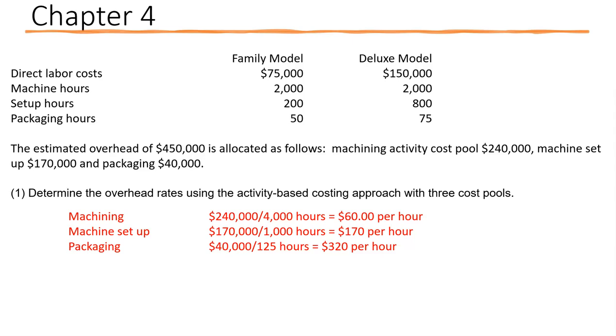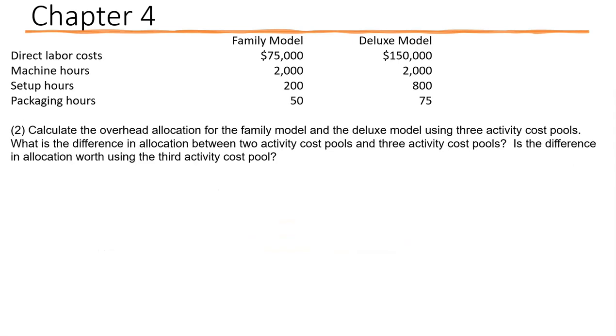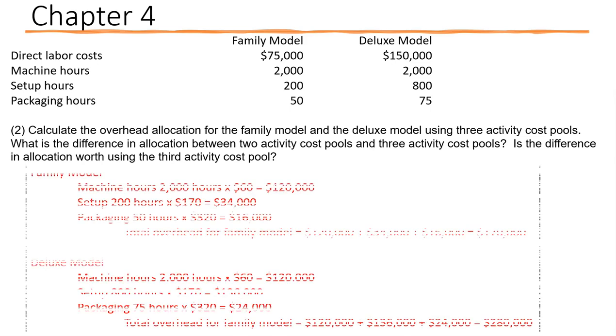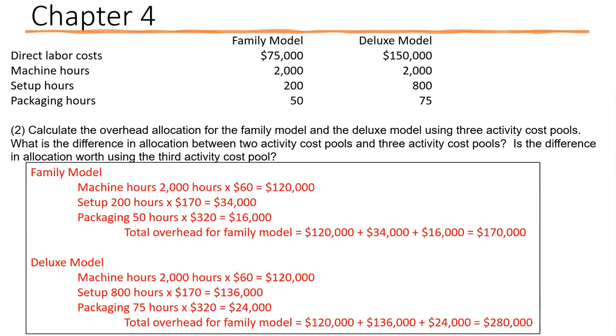Now if we use these rates and apply them to our expected usage for the different models, we can get the overhead allocation for the 2 models. So simply take those rates times the hours. So machine hours, 2,000 for each, again now at $60, $120,000. Setup hours, family model is 200 hours at $170, the new rate, $34,000. Packaging is 50 hours times $320 per hour, $16,000. Total overhead, if we add those 3 together, is $170,000.